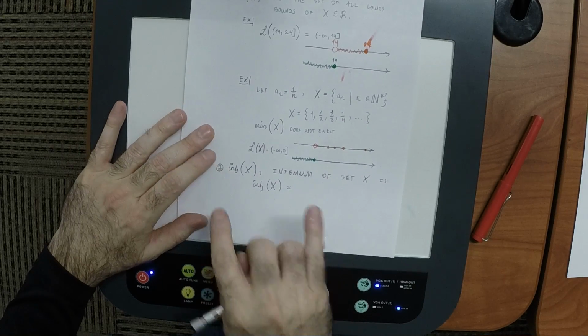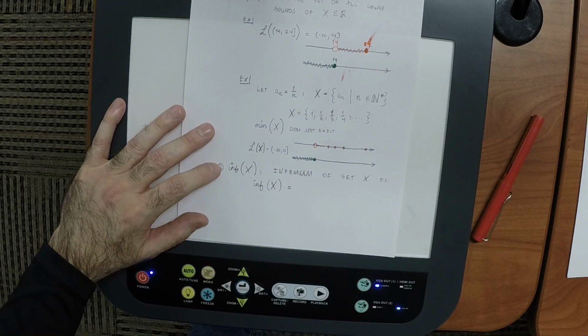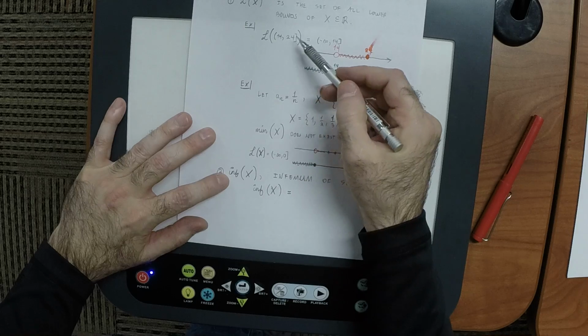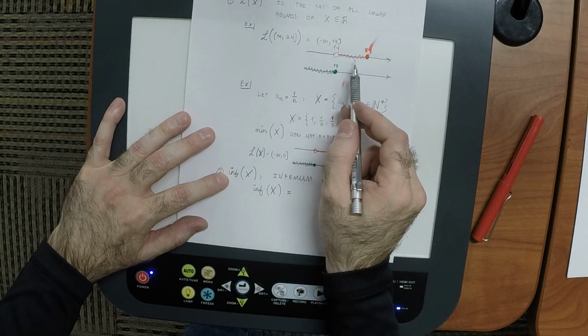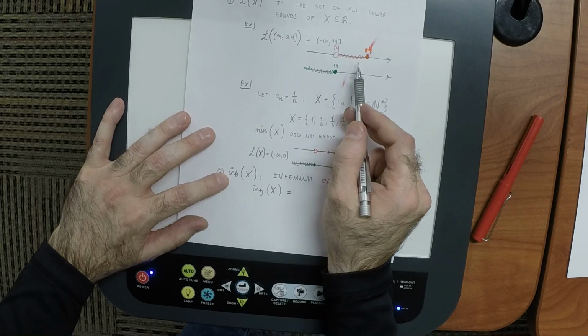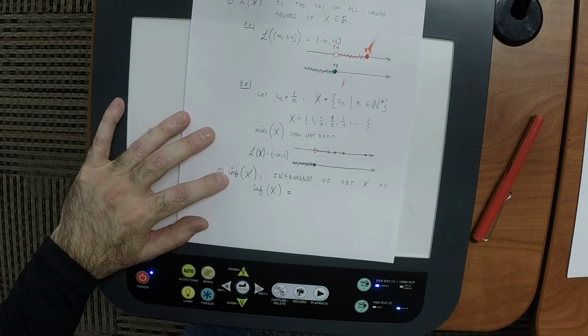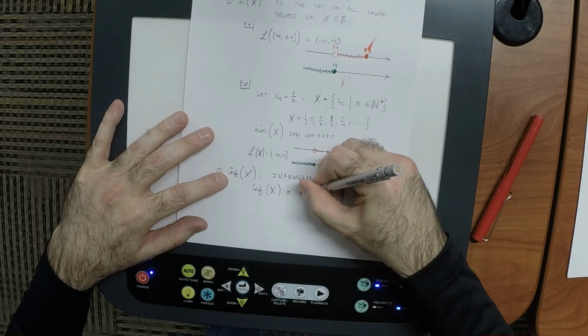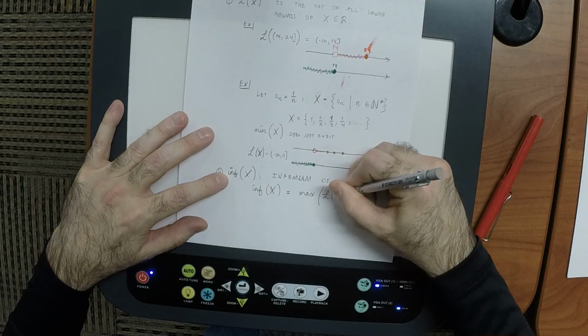This is just any old X. How do we calculate it? Minimum is you find the smallest red point, if there is one, but there might not be one. So how do we do this? This is the last thing we said last time: the max of LX. It's the maximum of the set of all lower bounds.